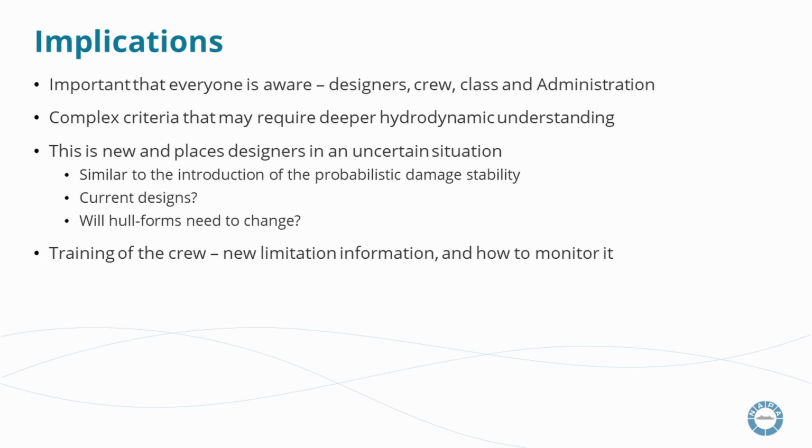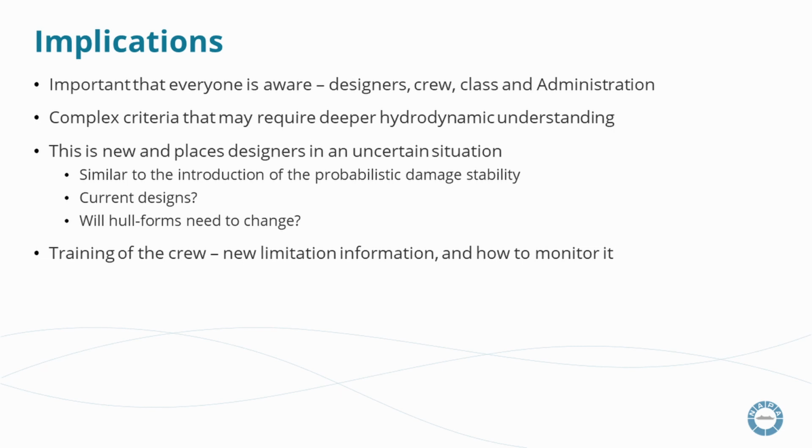So, what does all of this then mean? Firstly, it is important that everyone involved is now also aware of the criteria. This includes designers, the crew on board, class societies, and flag administrations. These new second-generation intact stability criteria may place designers in an uncertain situation. This could be experienced similarly to when the probabilistic damage stability requirements for both cargo and passenger ships were introduced in SOLAS in 2009. Then what about current existing designs?